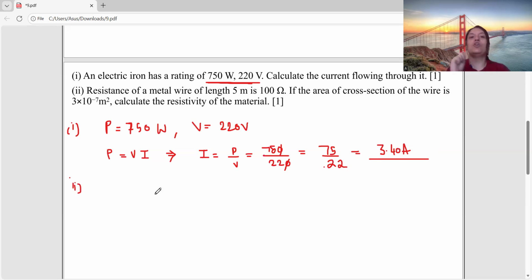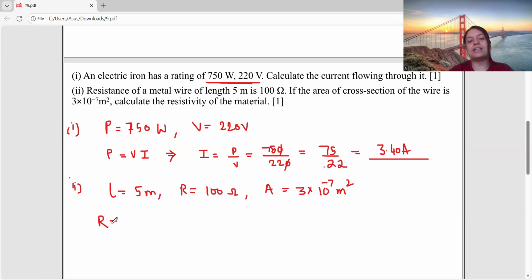Next, number 2. Resistance of a metal wire of length 5 meter is 100 ohm. If the area of cross section of the wire is 3 into 10 to the power minus 7 meters square, calculate the resistivity of the material. Pause the question, try the question yourself, and then check out for the answer. So given is length 5 meters, resistance is given as 100 ohm, and resistivity we have to find out, area is given as 3 into 10 to the power minus 7 meters square.